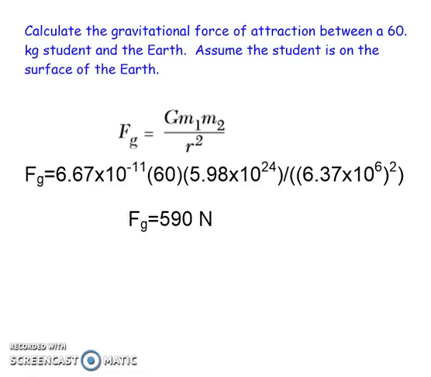This would have two significant figures. The 6.67 has three significant figures. The mass of the Earth and the radius of the Earth both have three significant figures on your reference table, but the 60 kilograms for the student only has two, so our final answer would have two significant figures.